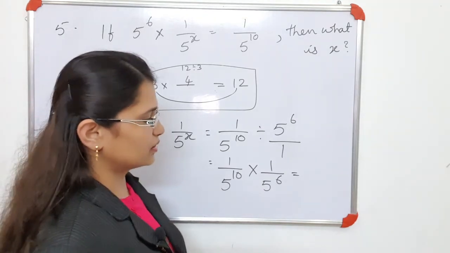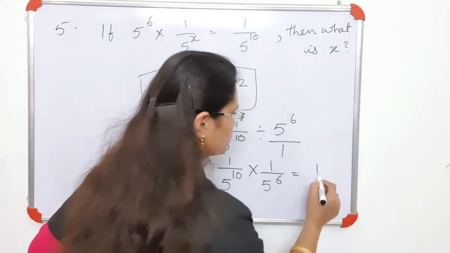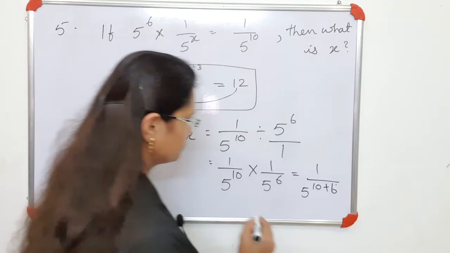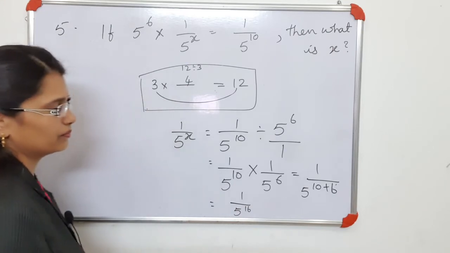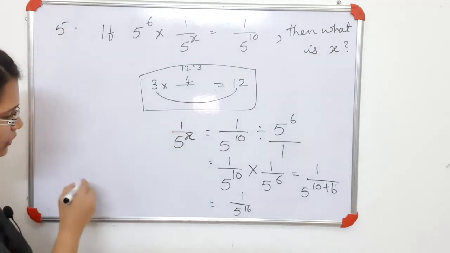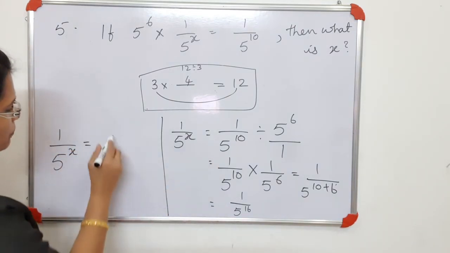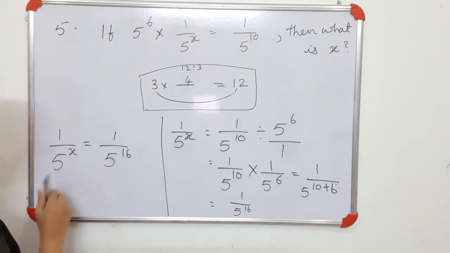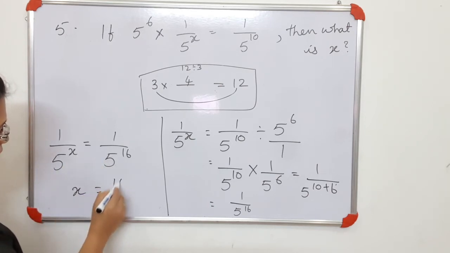We know that x raised to m into x raised to n is equal to x raised to m plus n, right? So 1 by 5 raised to 10 plus 6 is equal to 1 by 5 raised to 16. After that you must write this: 1 by 5 raised to x is equal to 1 by 5 raised to 16. So what is the value of x? 1 same like that, 5 also same. So only you need to find out the value of x. So x is equal to 16.